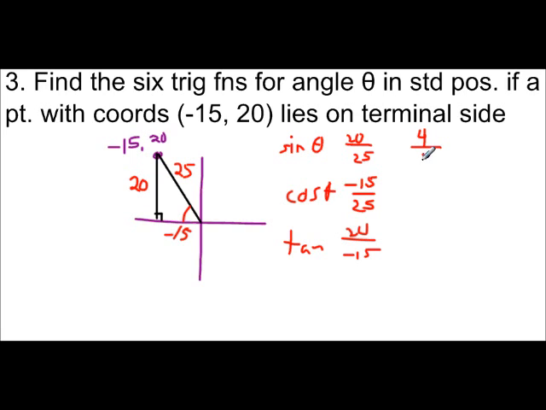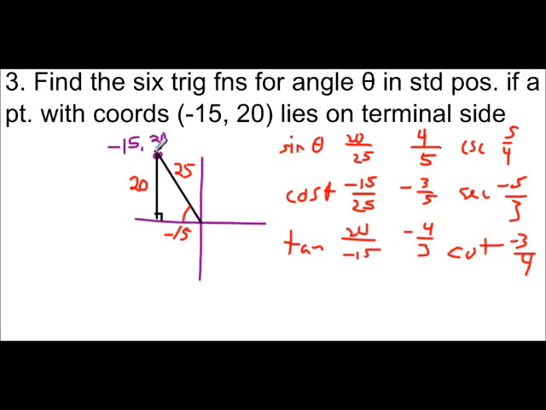So sine is 4/5. Cosine is negative 3/5. Tangent is negative 4/3. So cosecant will be 5/4. Secant, negative 5/3. And cotangent, negative 3/4. So the deal with a problem like this is you plot the point, draw the triangle, figure out the side lengths, pay careful attention to positive or negative, and then just figure out your missing side, do all your ratios.